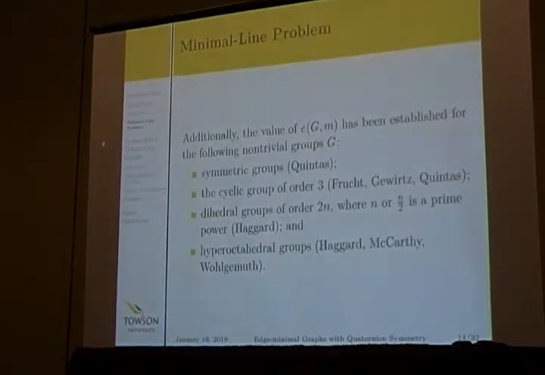So after this problem was solved for the trivial group, it was solved for a few other groups as well. So I've listed all of those groups here. We have the symmetric group, the cyclic group of order 3, some dihedral groups. The order has to be twice a prime power, so n or n over 2 is a prime power. And then the edge minimal problem was also solved for octahedral groups. All right, these are symmetries of a hypercube.